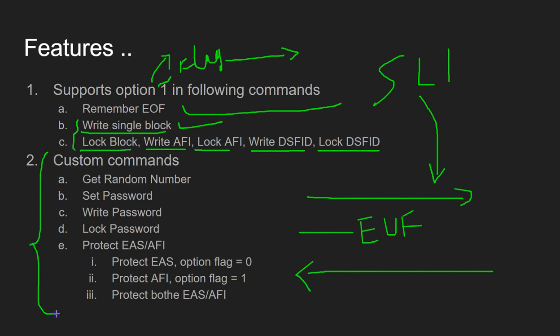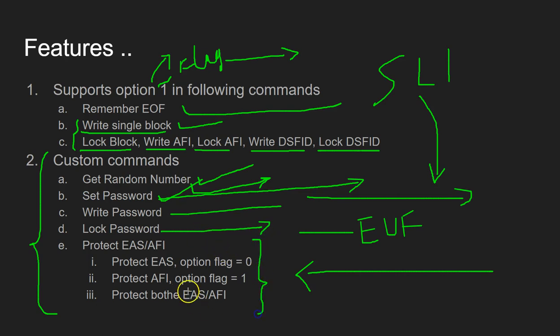So these are the custom commands that are supported in this SLIX tag. It's all to do with the password. It has a command called get random number. This is used to send the password. I'm going to explain this from the documentation as well as right on the tag. Set password is like sending the password to the tag. Write password is the same as changing the password. Lock password: once the password is locked, it cannot be changed after that.